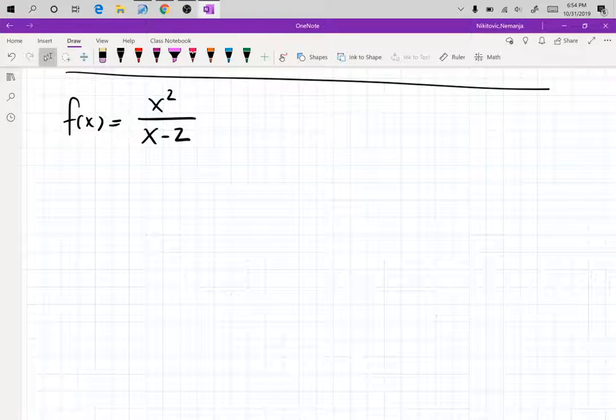So domain, x, y intercept, vertical, horizontal, slant asymptote. Number 4, first and second derivatives. Y-intercept is 2. Yep.